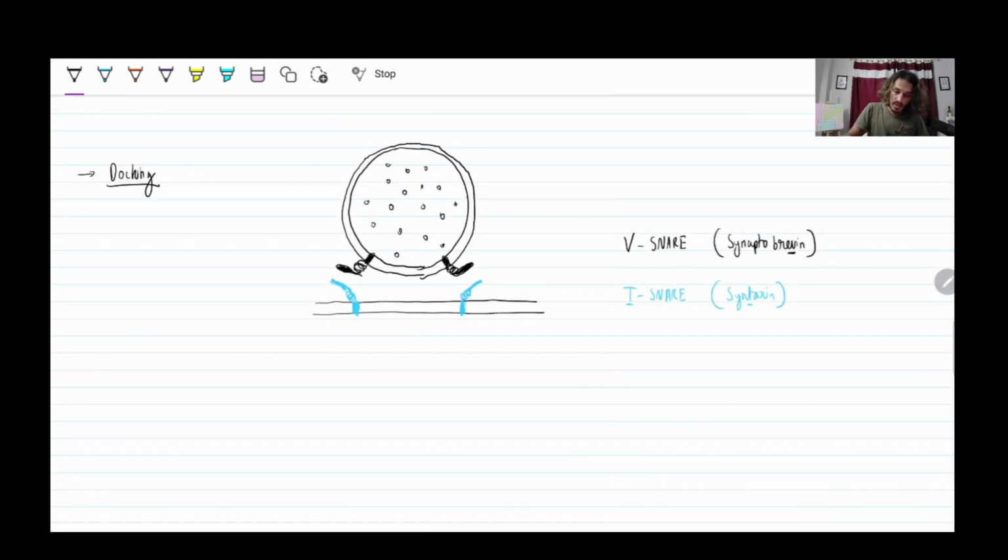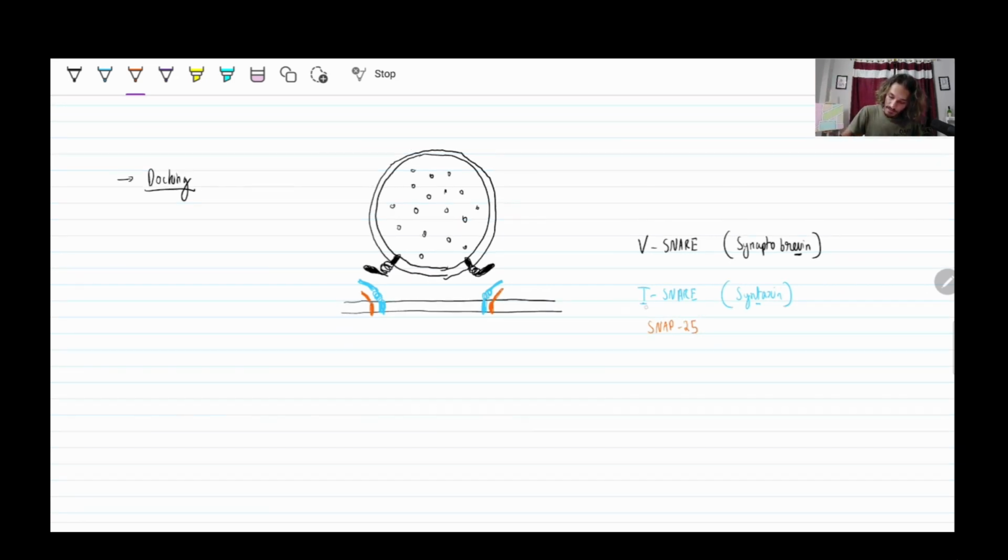Now beyond this we also have another substance which is there. This is what we call SNAP 25. So this is a complex which is there. Okay, so this is how the docking is taking place. The vesicles are coming closer. That vesicle has a V snare. On the opposite side there is a T snare as well as SNAP 25. Also here there is another component which is called synaptomin. So this component is called synaptomin, which is present.